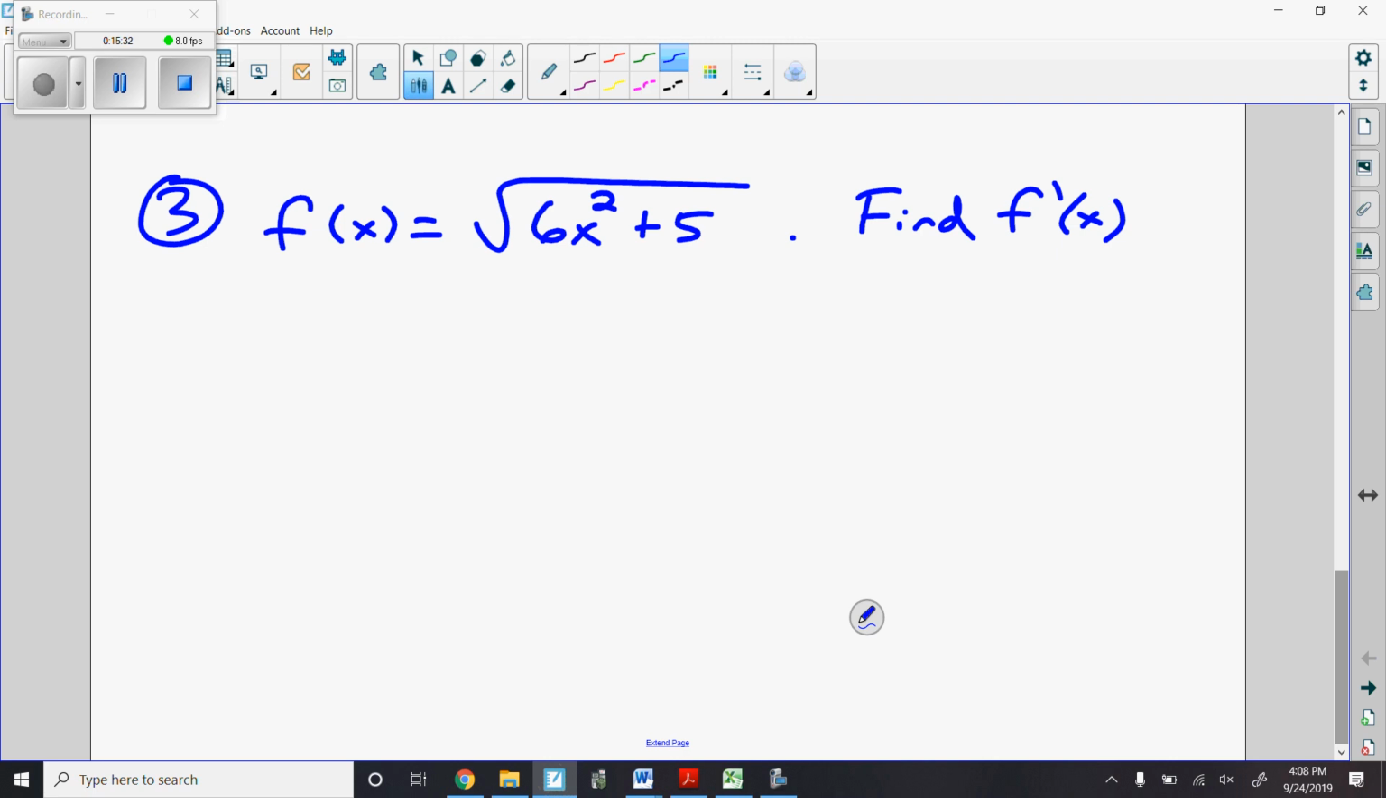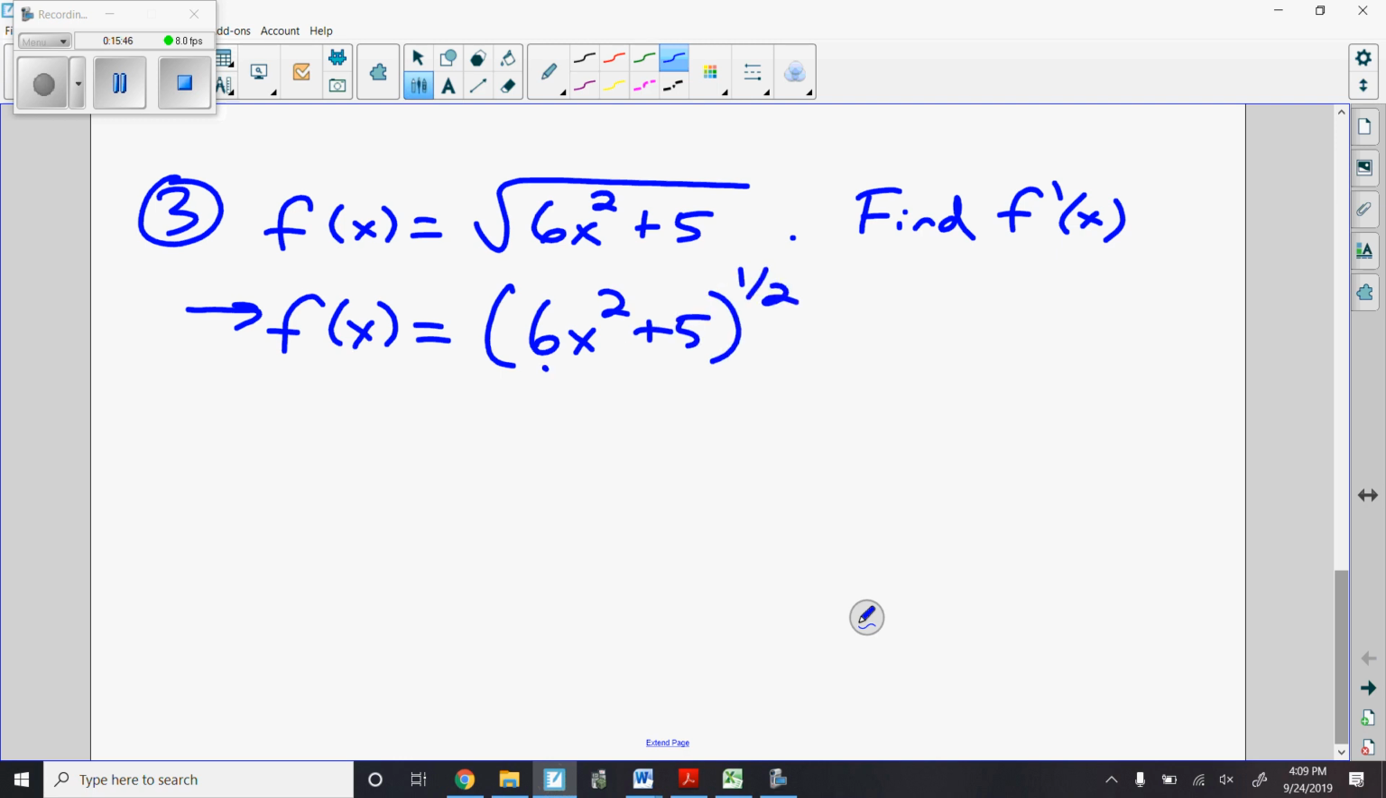So let's go ahead and rewrite this thing as f of x equals. Notice I'm not doing the derivative, so this remains f of x, not f prime of x. I'm going to write this as the quantity 6x squared plus 5 to the 1/2 power. Again, here's my inner function. Here's my outer function, which is x to the 1/2 power.